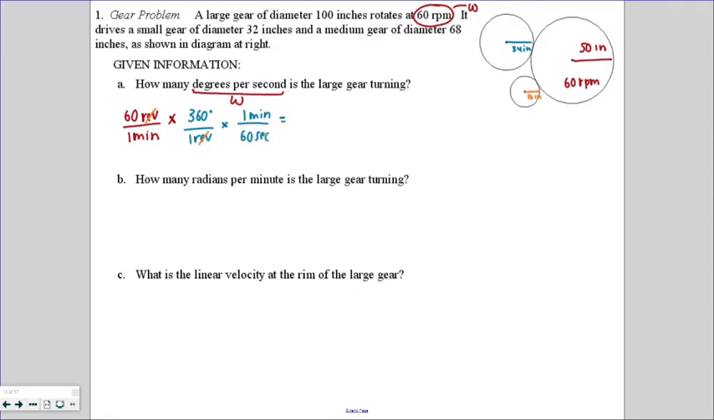And again, I'm being thoughtful about where I place my units to make sure that there's something on the top and the bottom that cancel. And then you multiply. Luckily for us, the 60 on the top and the bottom cancel. So we're just left with 360 degrees per second. That's it.